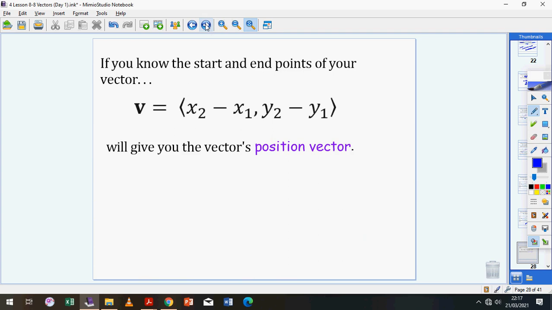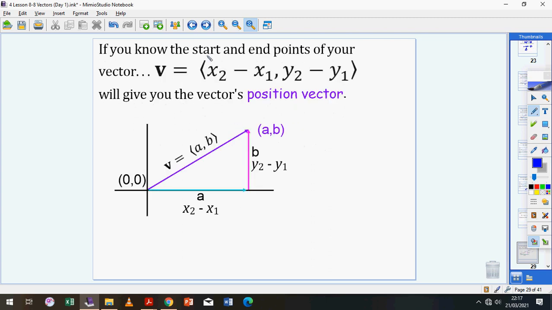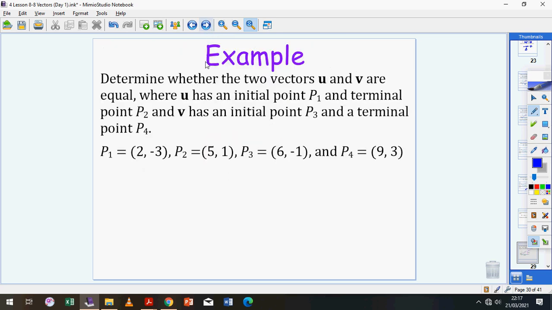Now, if you know the start and end points of your vector, you can always get the vector's position vector. I want to explain this with an example. So this might look like too much writing and it could confuse you. So let me show you on this next example.